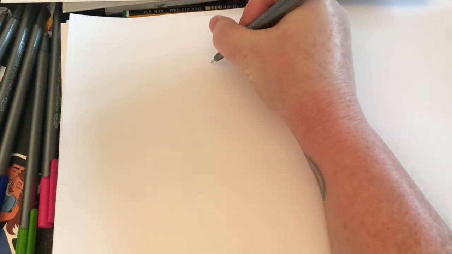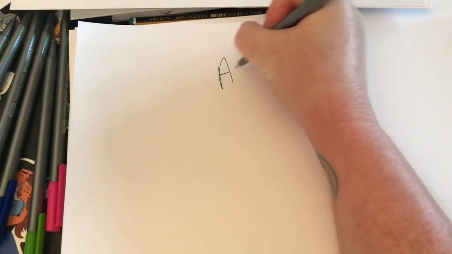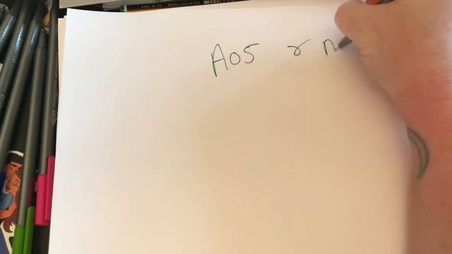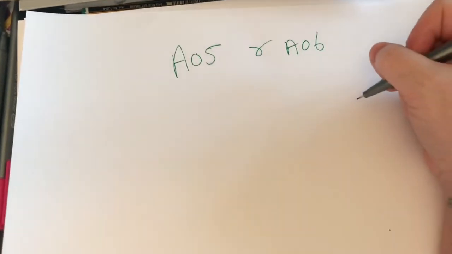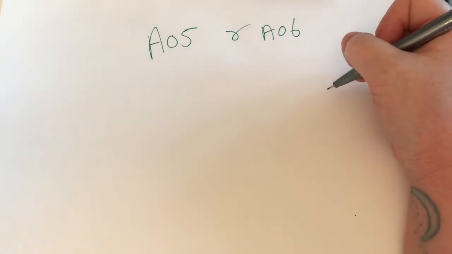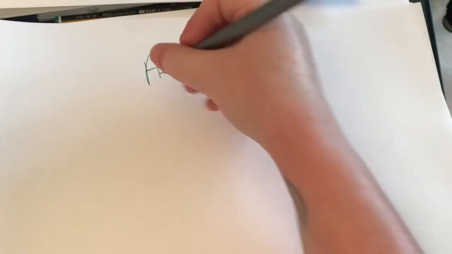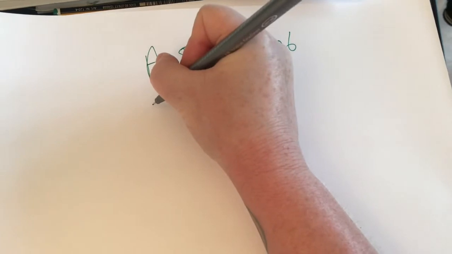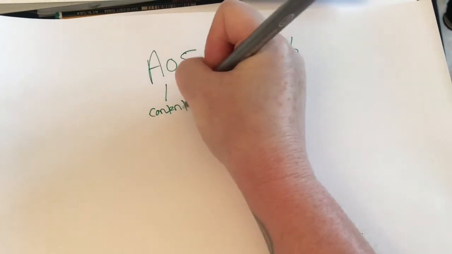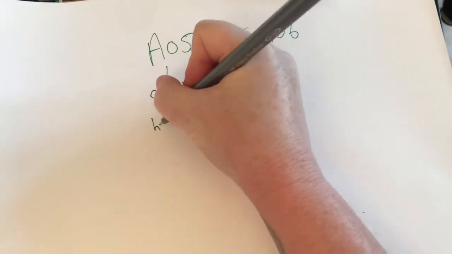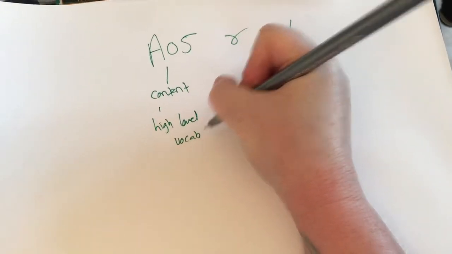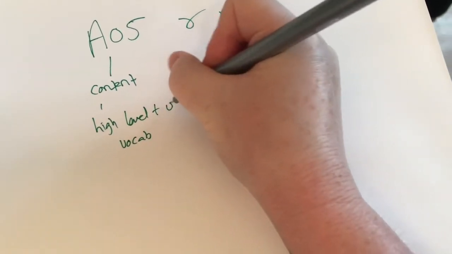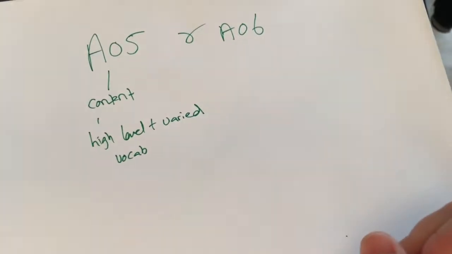Now, why is this helpful? Well, in the exam, for AO5 and AO6, which are the AOs that you are marked on for question 5, you have certain things. So this is content of your writing, which includes high-level vocab. So good vocabulary, good language. And it also has to be varied. So not just high level, but varied.